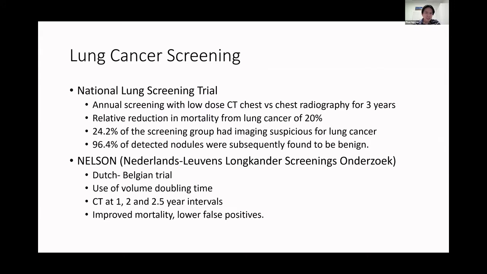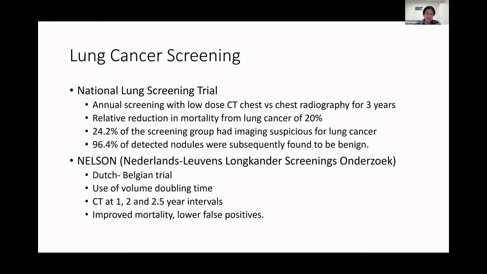So the two major lung cancer screening trials would be the National Lung Screening Trial done in the USA, and that was annual screening with low dose CAT scan versus chest radiography for 3 years. The data is quite well published now, a relative reduction in mortality from lung cancer of about 20%. Up to a quarter of the screening group had imaging suspicious for lung cancer, but of note, 96% of the detected nodules were subsequently found to be benign.